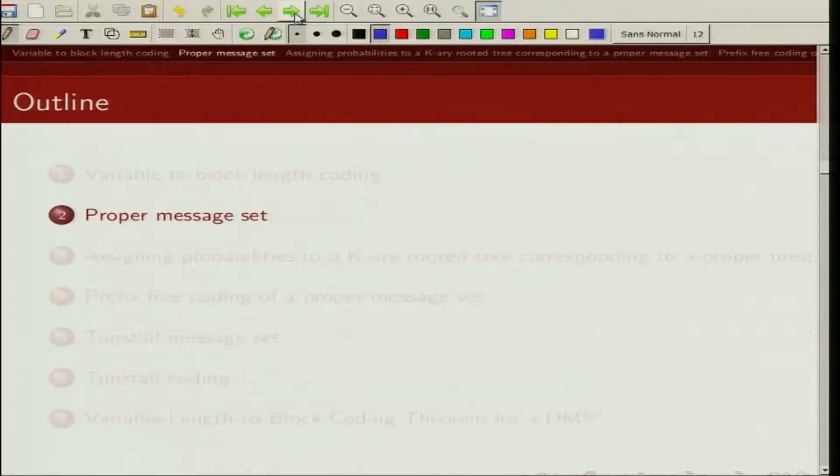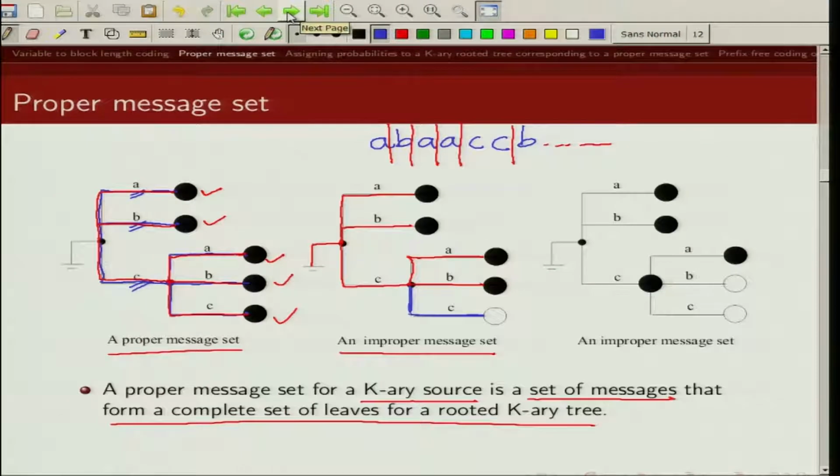So what this proper message set we just showed you with an example was, if I choose a proper message set like this, I am able to parse any ternary input set into blocks of data. Here the blocks are A, B, CA, CB and CC. Now look at this particular example. The problem with this example is, since we are not using this leaf, whenever our input sequence CC comes, we are not able to parse it into a block of data.